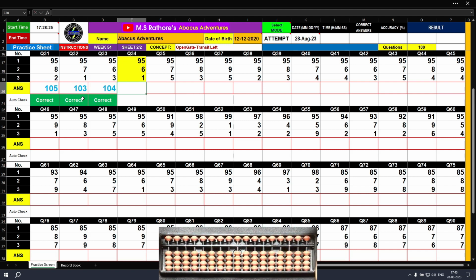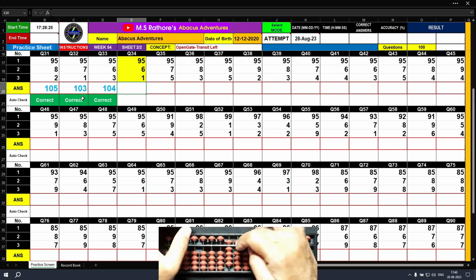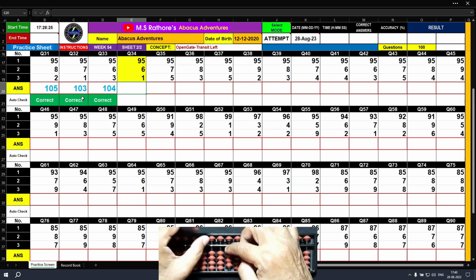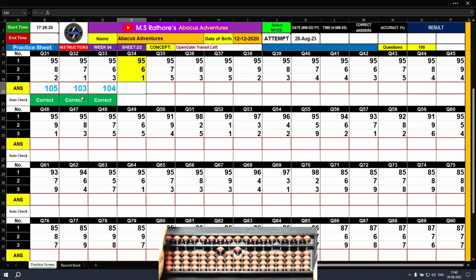Question number 34. Plus 90, plus 5, it's 95. Plus 6 equals plus 1, minus 5. Open the gate. Plus 10, the answer is 101. Plus 1, the answer is 102.